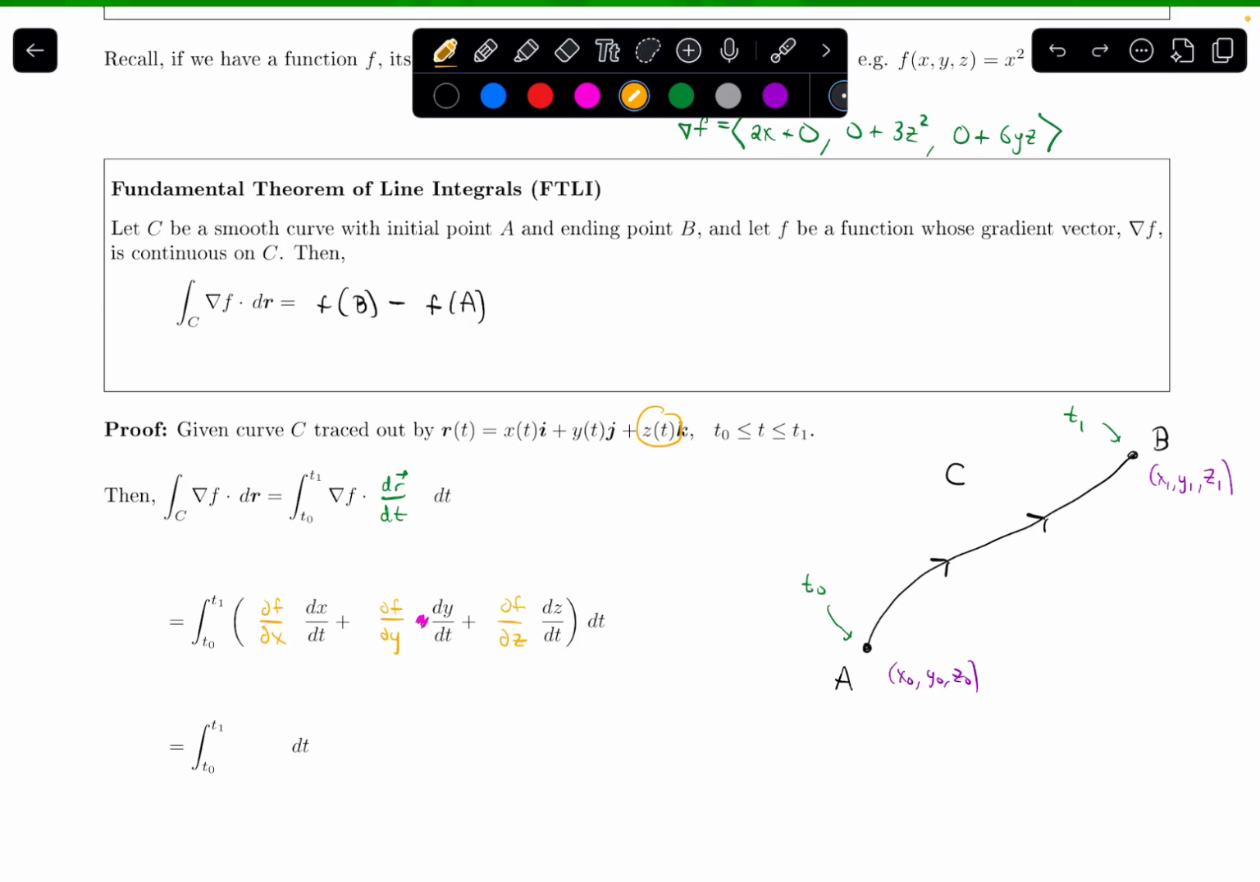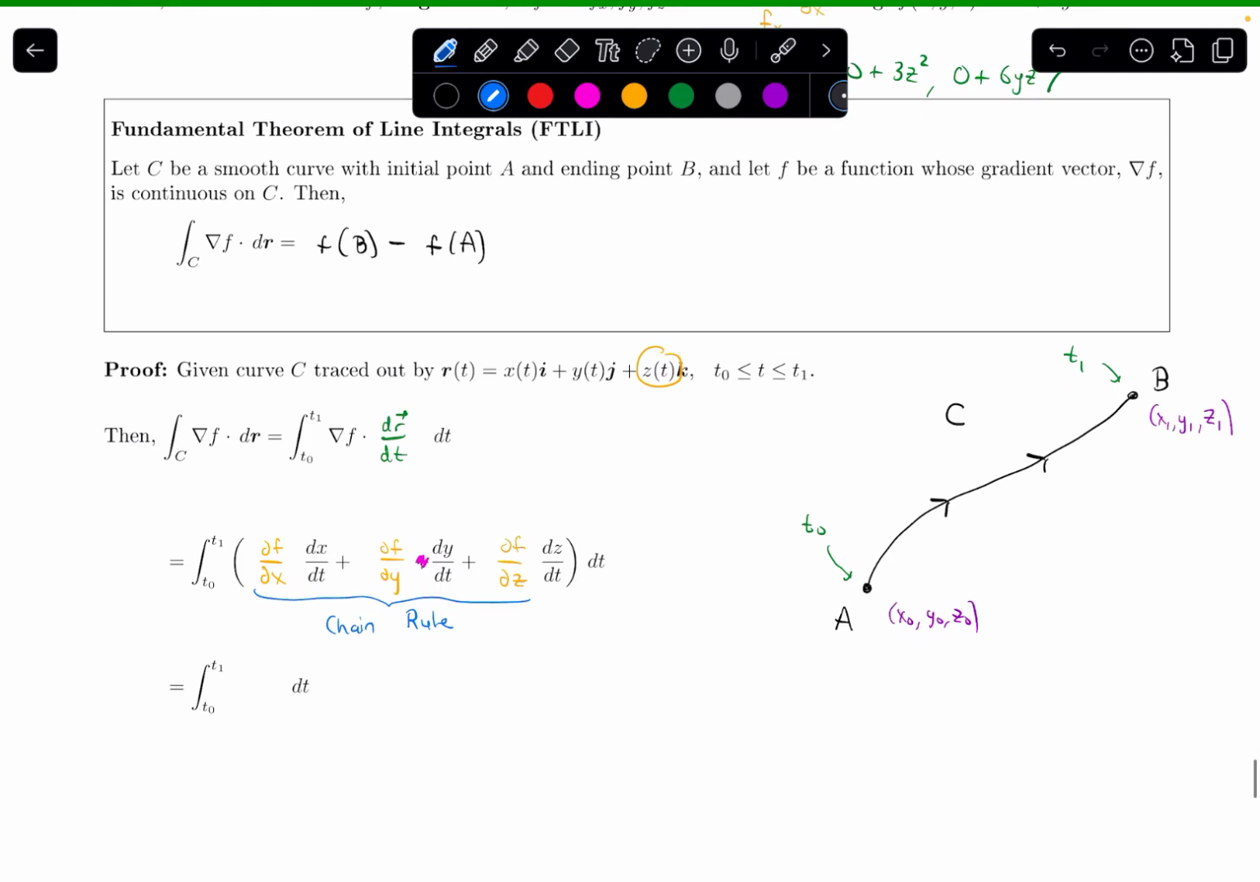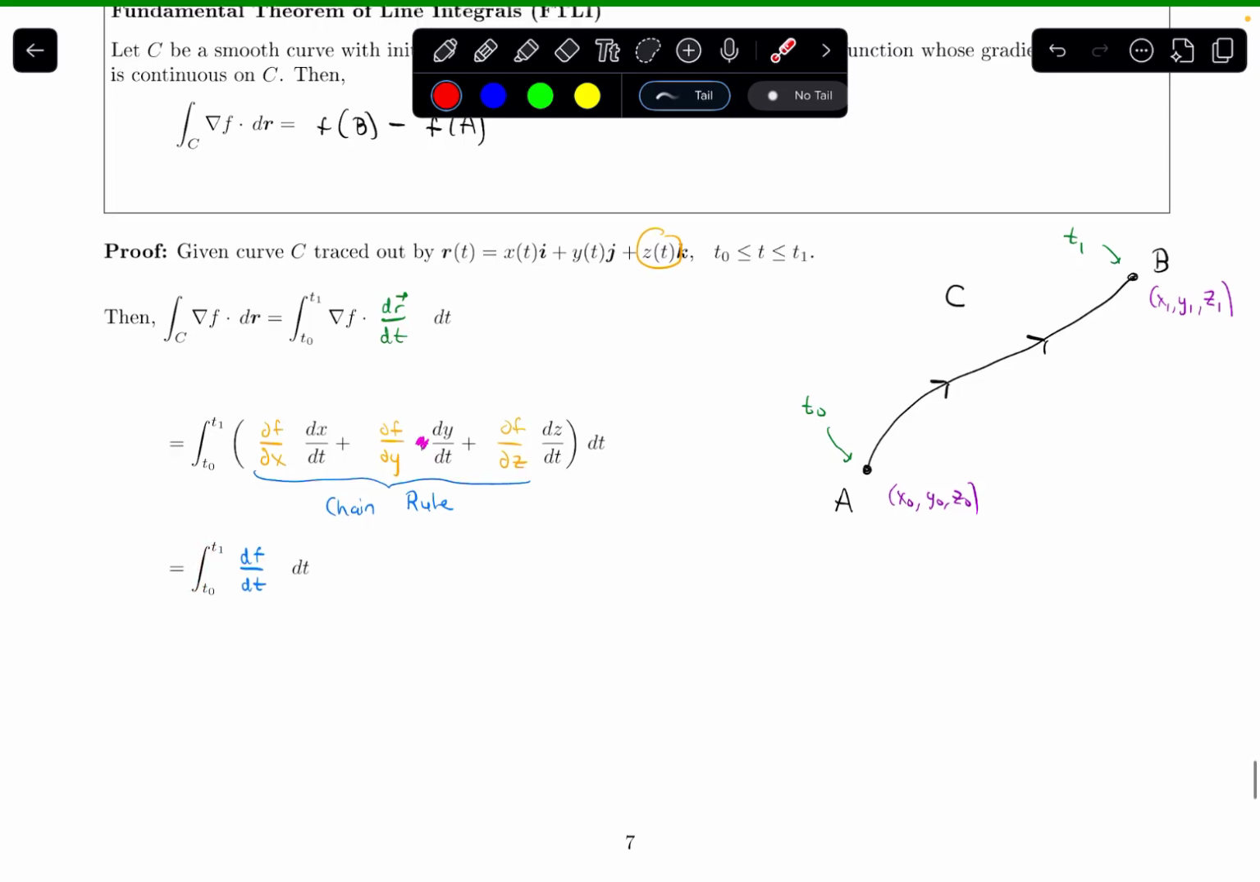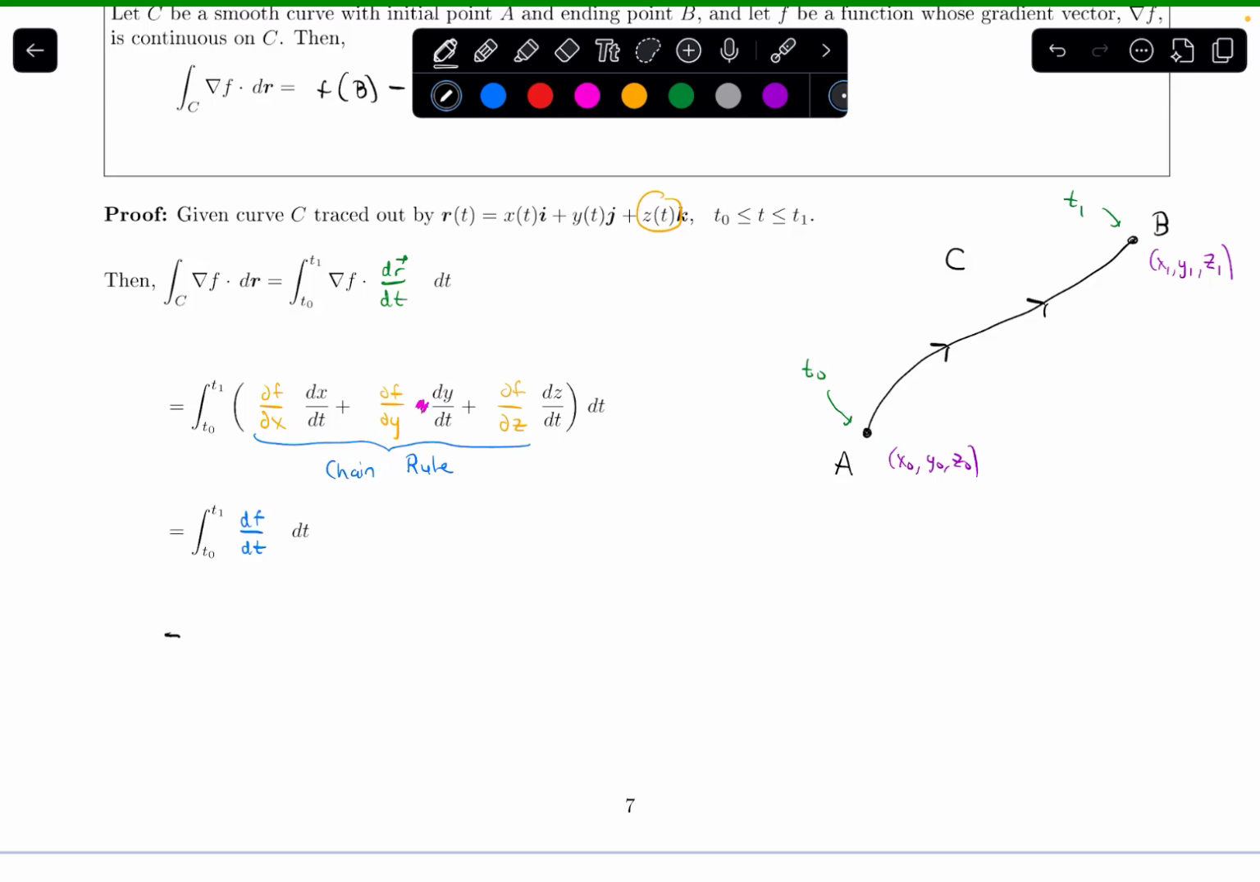So this sum of terms that I have here involving all these derivatives is actually the result of a multivariable chain rule. If you think back to earlier in multivariable calculus, you would have seen things like this before. This is actually the derivative of f with respect to t if I use the chain rule. Okay, so now what I have is an integral of the derivative of f with respect to t, just a normal derivative. And then the integral says, well, then do the antiderivative of that derivative. So that's just our normal fundamental theorem of calculus.